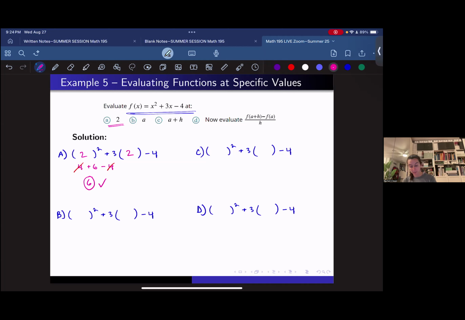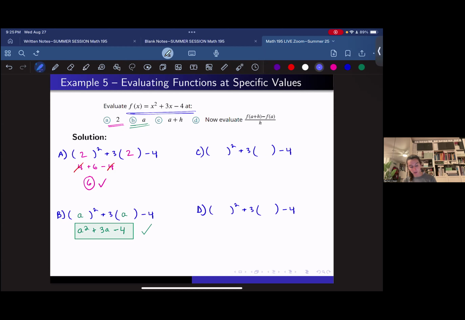In part B, we are going to be plugging in A squared plus 3A minus 4. And we are done. None of these are like terms, so we cannot simplify further.